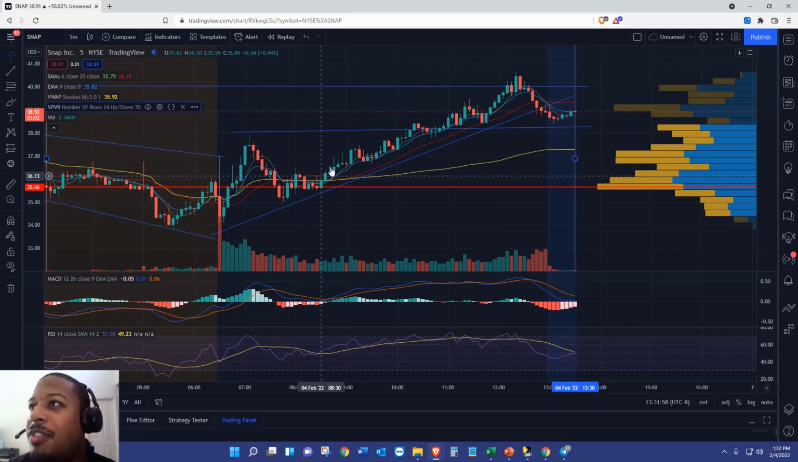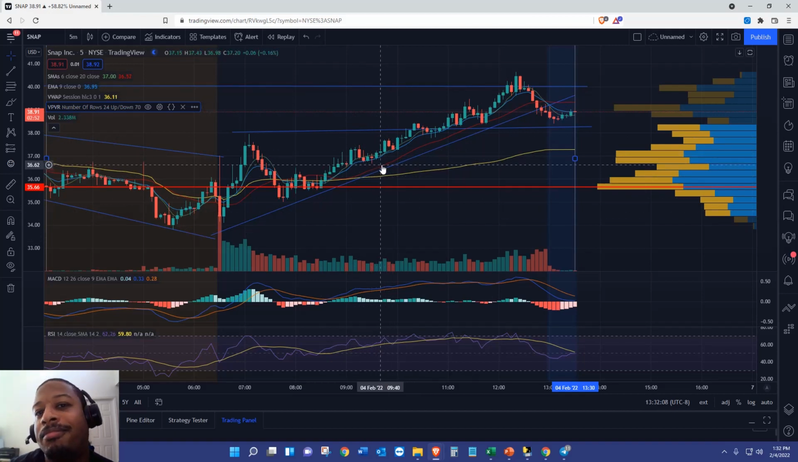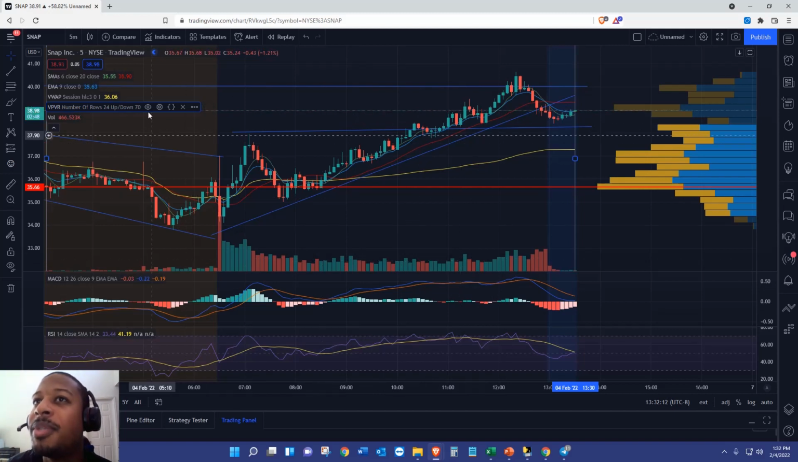Whereas if I would have been on a 1 minute and probably looked at this, I probably would have thought, oh, this thing is going to crash. But if I zoomed out on a 5 minute, I would have seen it. So anyways, two time frames is always good to have.